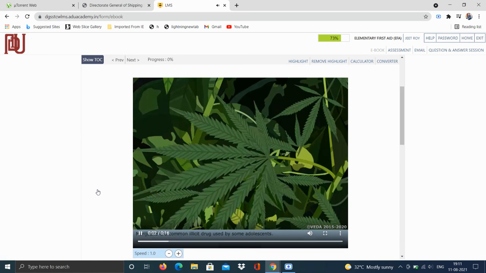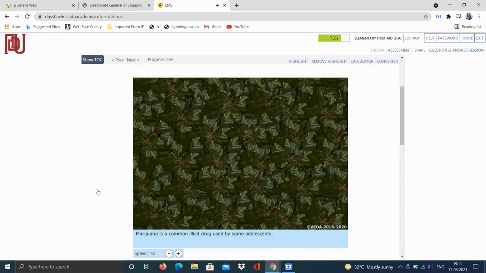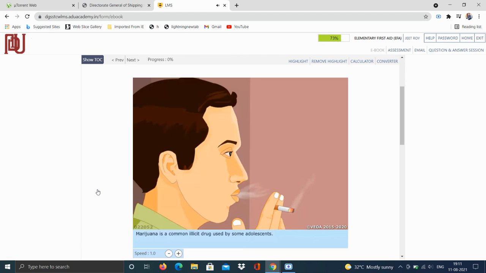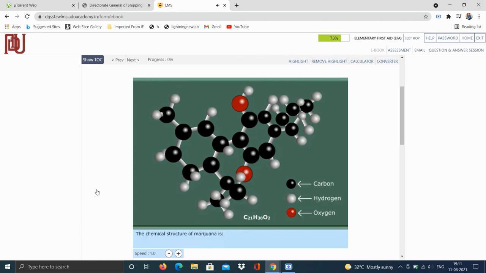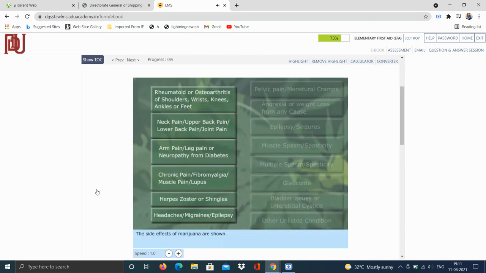Marijuana is a common illicit drug used by some adolescents. The chemical structure of marijuana is shown, and the side effects of marijuana are shown.